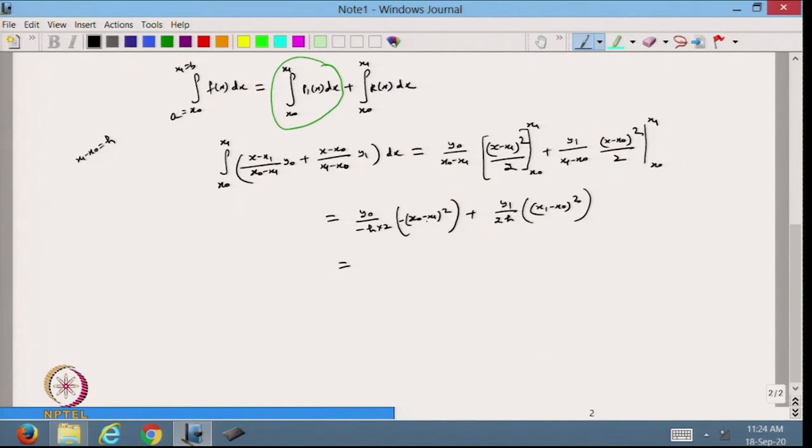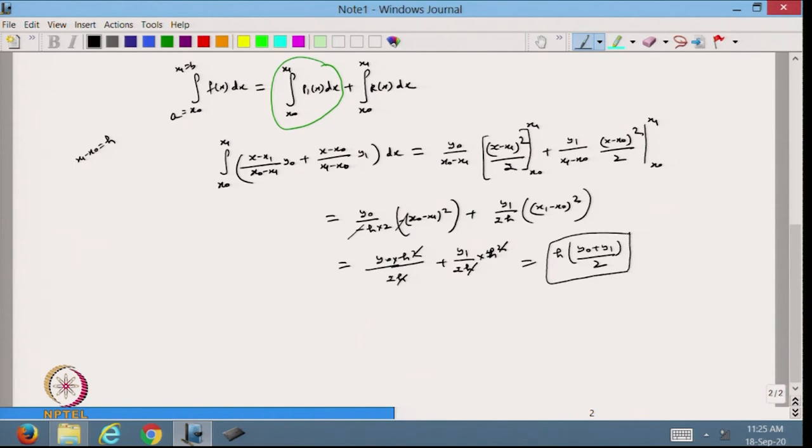So from here, x naught minus x 1 is the minus h, but square is there, so this minus and this minus will cancel out, and from here I will get y naught into h square by 2h plus y 1 by 2h into h square. So this h will cancel out, so from here I can write this as h times y naught plus y 1 divided by 2. So that is the value of the integration we are going to get.